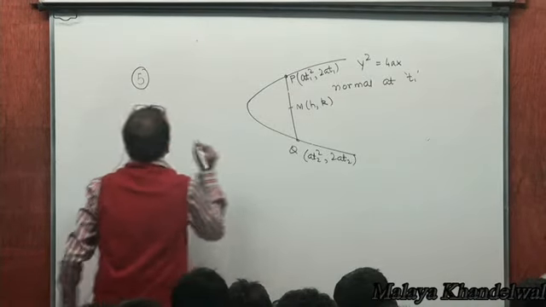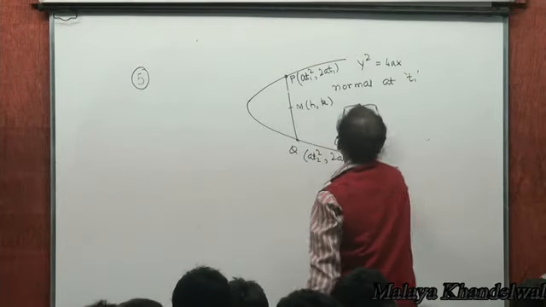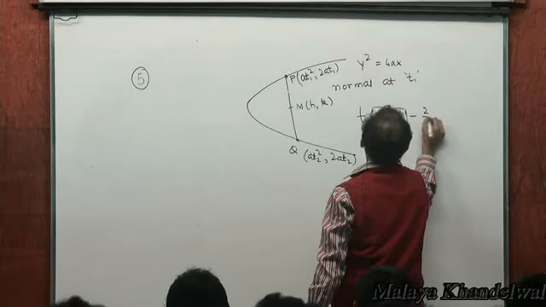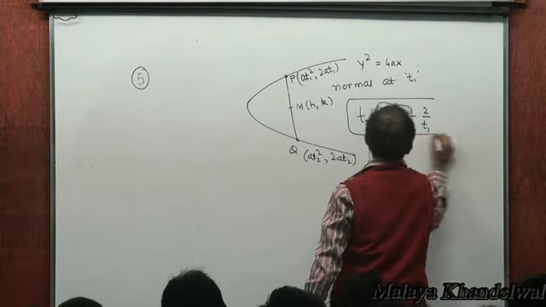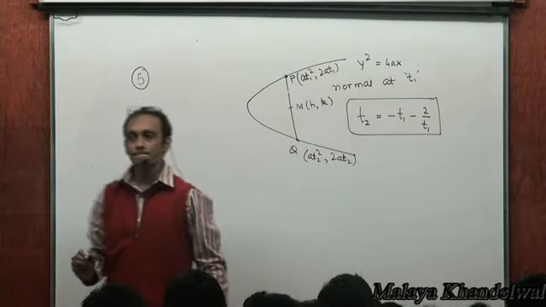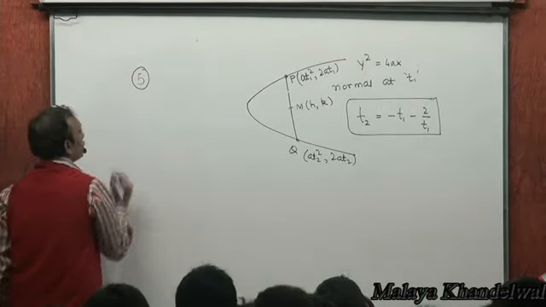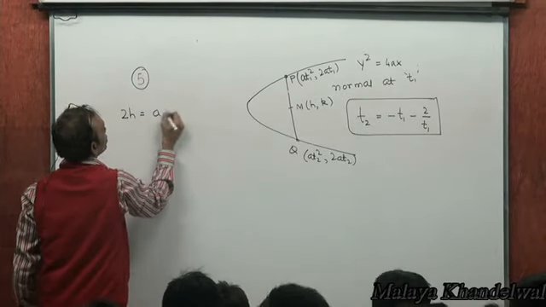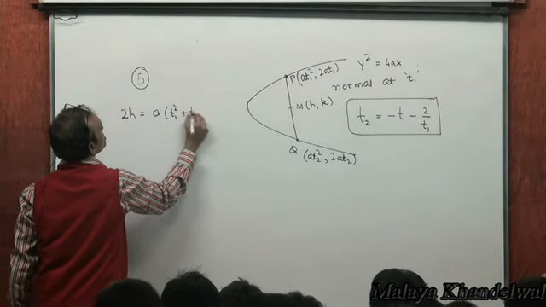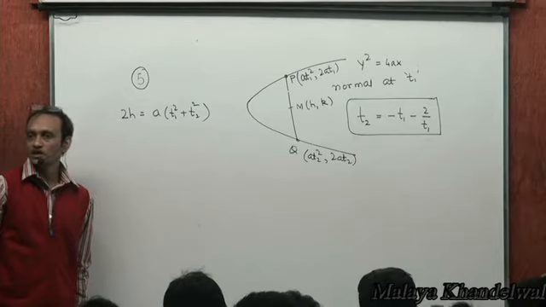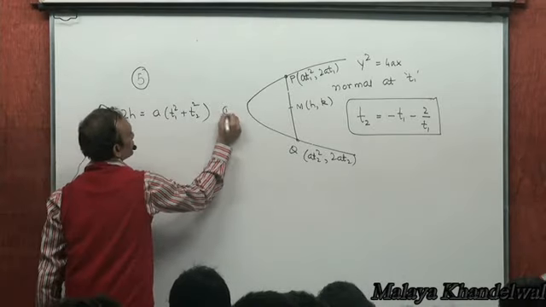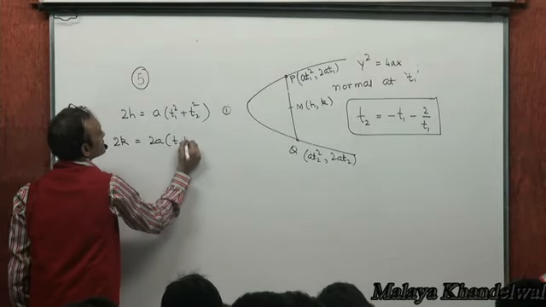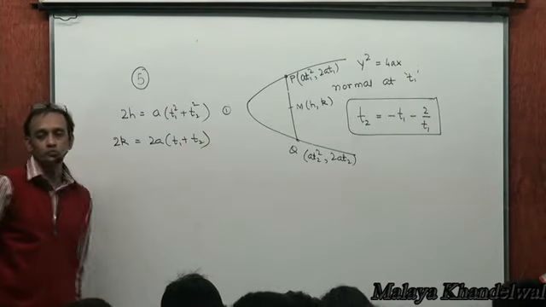So then there is also a relationship for every normal between T1 and T2. Remember that? T2 is minus T1 minus 2 by T1, right? Now 2h is a into T1 squared plus T2 squared, if M is the midpoint. Section formula, 1. 2k is 2a into T1 plus T2. Yes or no? Right?